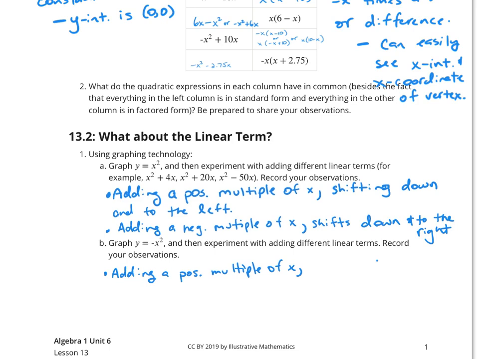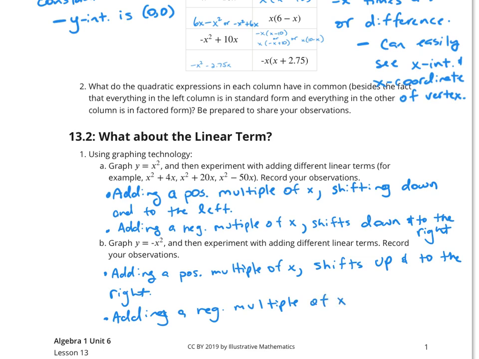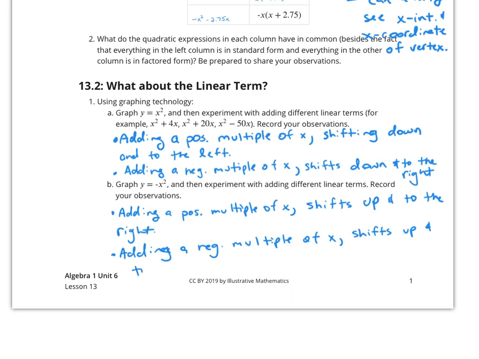This time it shifts up and to the right, whereas adding a negative multiple of x, the graph shifts up and to the left.